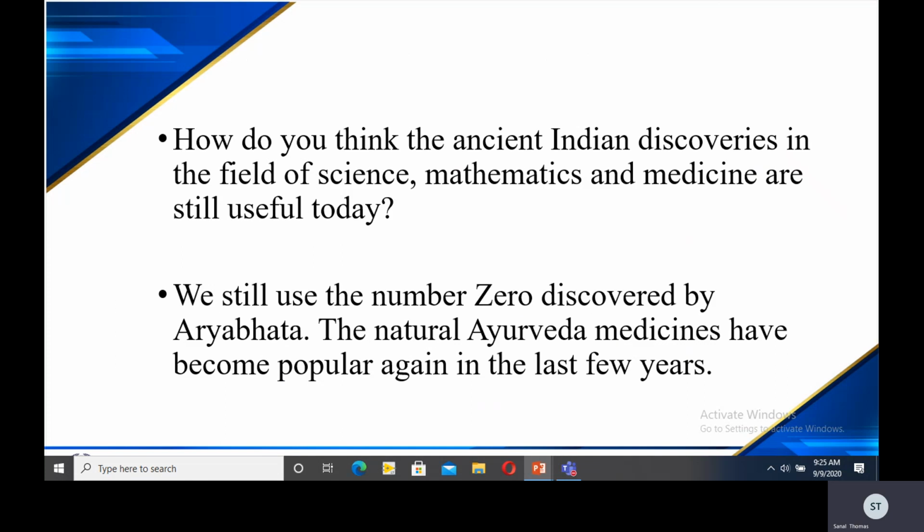How do you think the ancient Indian discoveries in the field of science, mathematics and medicine are still useful today? You already know that we still use the number 0, which was discovered by Aryabhata. The natural Ayurveda medicines have become popular again in the last few years. So in that way, the ancient Indian discoveries in science, mathematics and medicine are still useful today. I hope you understood.